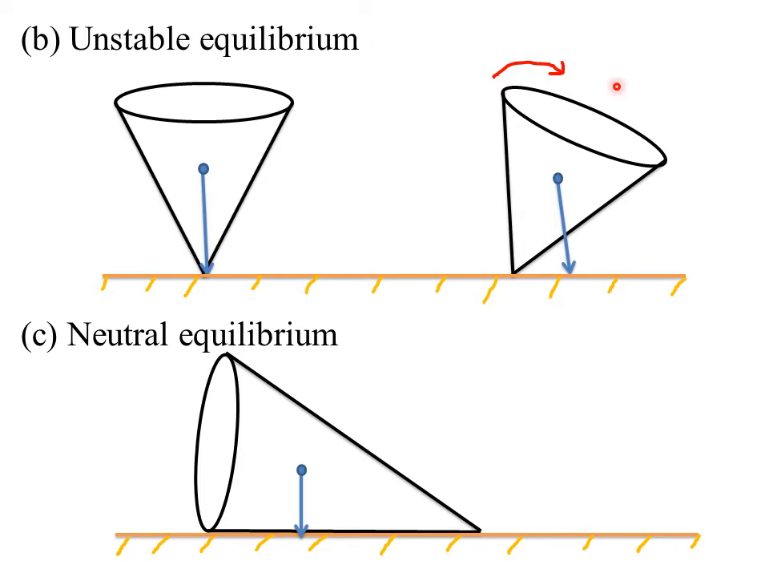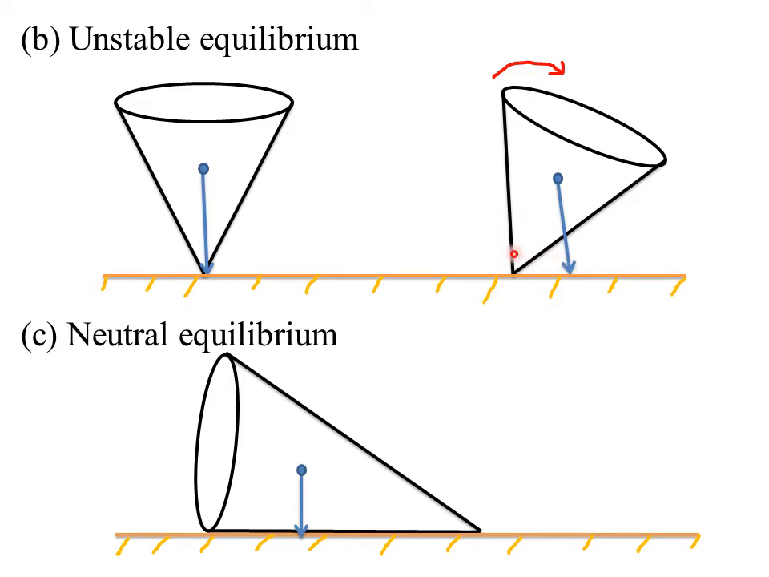Then a small sideways push causes the vertical line through the COG to fall outside the base. Like for this case, I have my vertical line here, but when I apply some smaller force on this particular object, the vertical line falls outside the base. This is the base, because this is what is supporting this particular cone on the surface. So for unstable equilibrium, when a small force is applied on the object, the vertical line through the position of center of gravity falls outside the base.